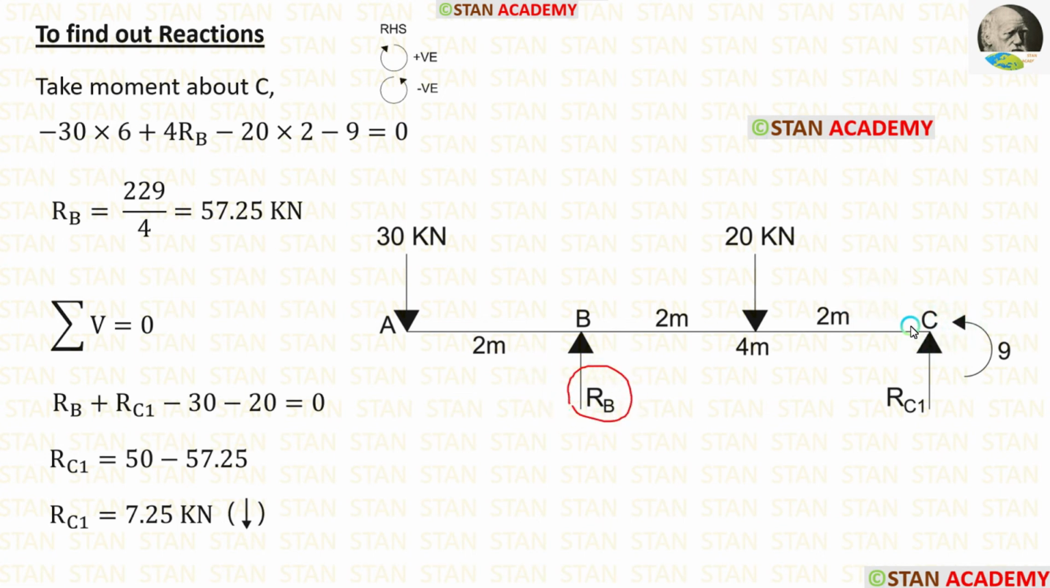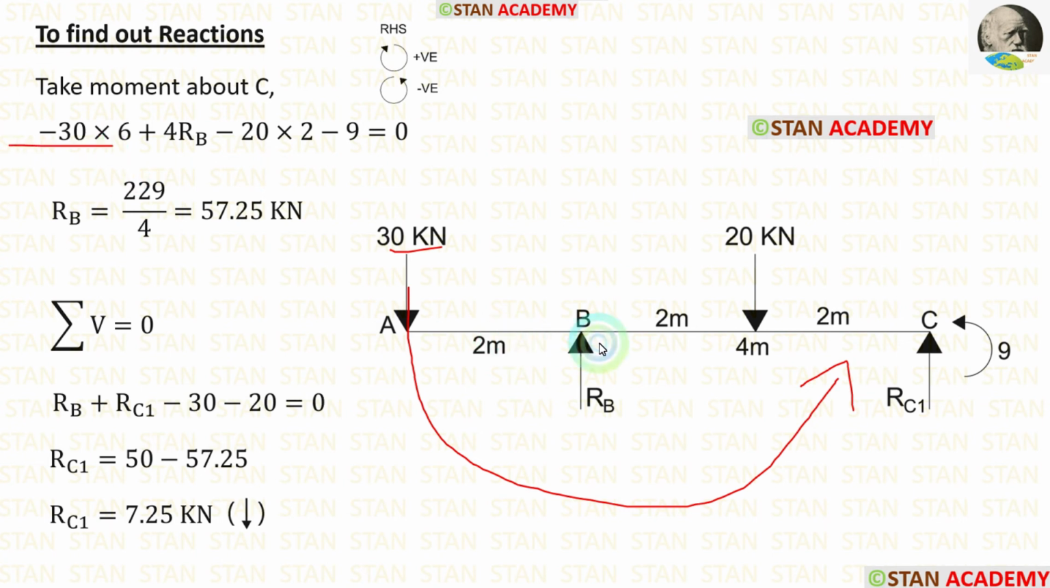For that, I am going to take moment about C. In this case, I am moving towards right hand side. Clockwise will be positive and anti-clockwise will be negative. The point load 30 kN is acting towards the point C in the anti-clockwise direction, so it will be negative, and the distance is 6 meter, so minus 30 into 6.